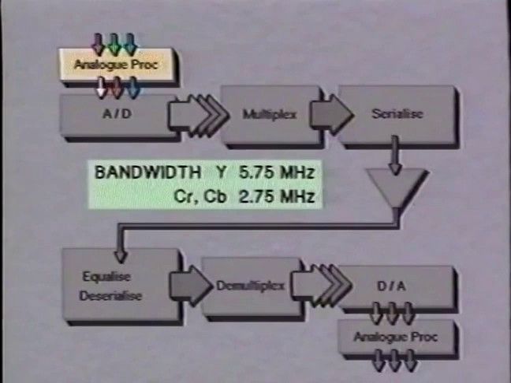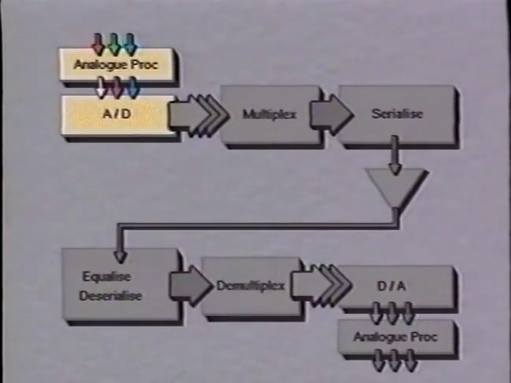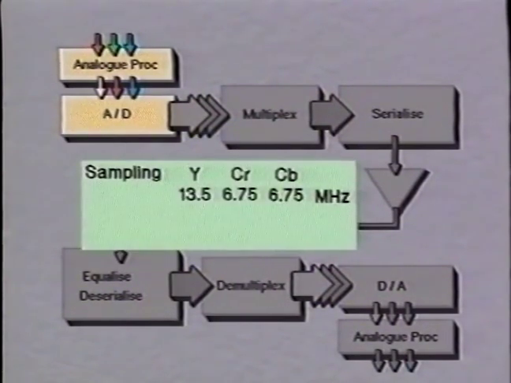The signals are low-pass filtered, the Y signal to 5.75 MHz and CRCB to 2.75. They are now ready for the analog to digital conversion. Y is sampled at 13.5 MHz and the color difference signals at 6.75. This is called a 4:2:2 component signal, with the numbers referring to the ratio of the sampling frequencies.